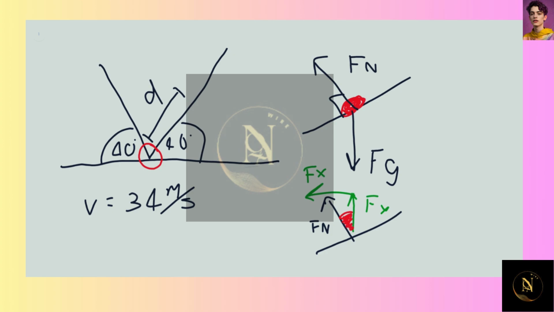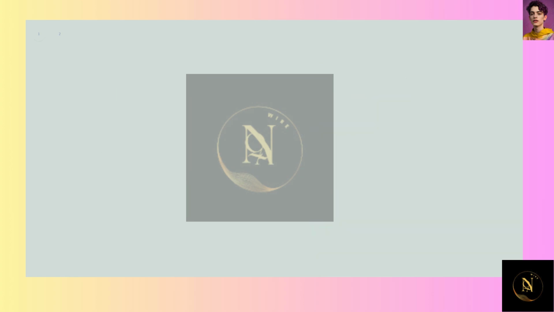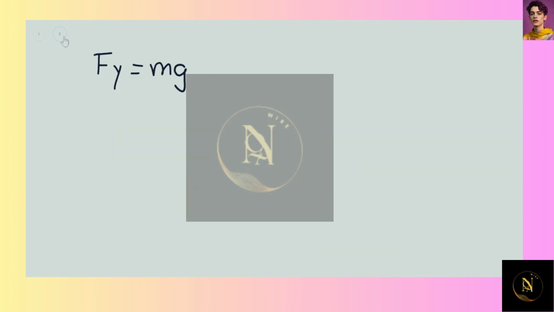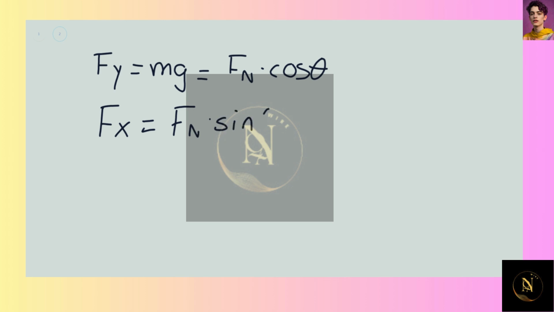Now, we can see that the y component of our normal force must be equal to mg, right? Since it's pointing straight up, countering gravity. And we can also see from our diagram of theta that that force must be equal to our normal force times the cosine of theta. Now, using the same logic, we can see that our horizontal component is equal to Fn times sine of theta.